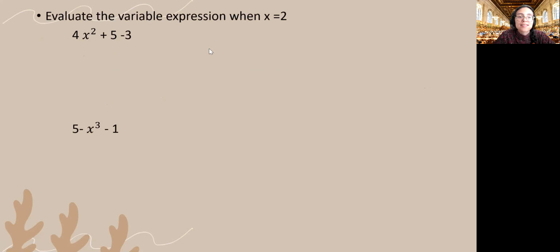So we are asked to evaluate the variable expression when x is equal to 2. Alrighty then, so we are going to do just that. We're going to substitute 2 wherever we see an x. So 4 times 2 squared plus 5 minus 3. Now I have multiplication here. I have an exponent, a power. I have addition here and subtraction.